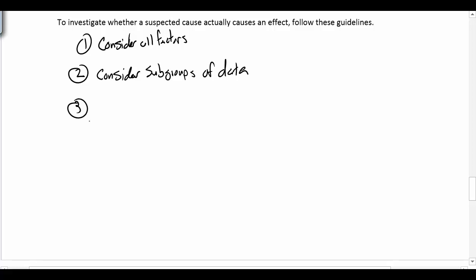Number three, look for evidence that larger amounts of the suspected cause produce larger amounts of the effect. In other words, if we add more data values, we should see more of the same effect impacting things. Some of those graphs that we looked at a second ago, there wasn't that much data to begin with, so that might have been a special case. But in other words, if we add more data, the effect should still be present in a larger amount.